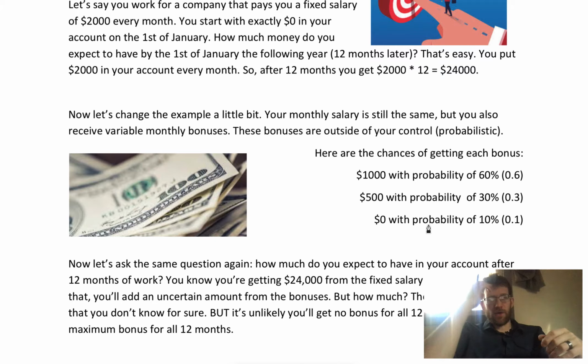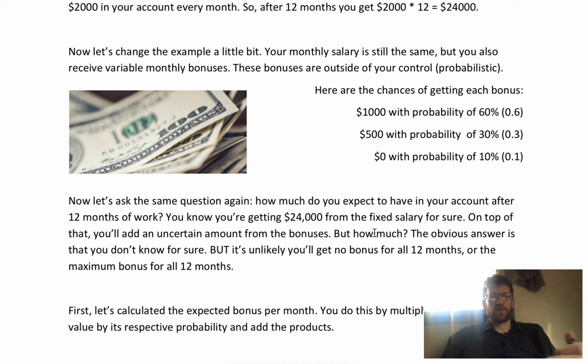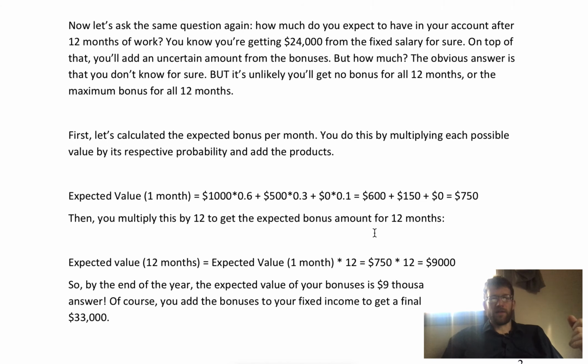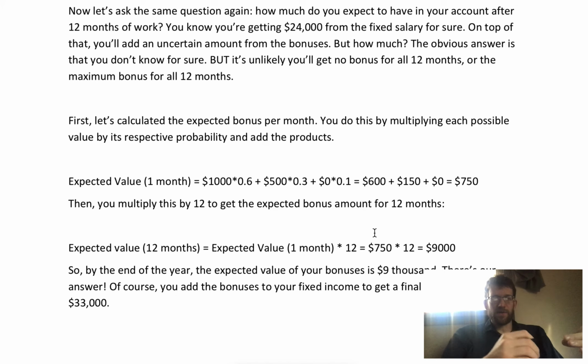So now we want to ask, okay, by the end of the year, how much money do I expect to have? Well, it's $24,000 plus whatever your bonuses are, right? So you have to figure out how much those bonuses are, and we can do that exact same calculation. We take the value of each bonus and multiply it by the probability of getting that bonus. In the case of the $1,000 bonus, it's 1,000 times 0.6, or 60%. The $500 bonus, we multiply by 0.3. And then the $0 bonus, we multiply by 0.1.